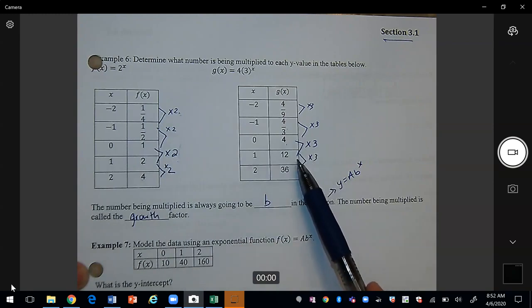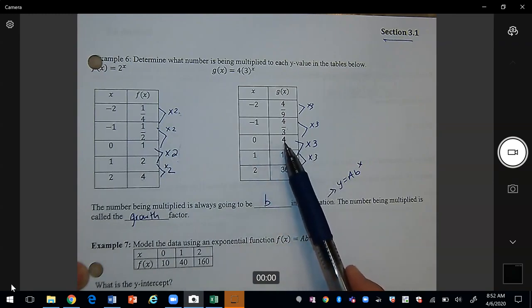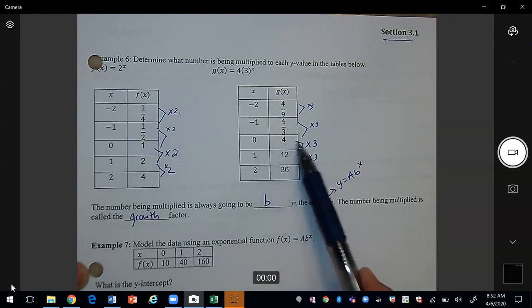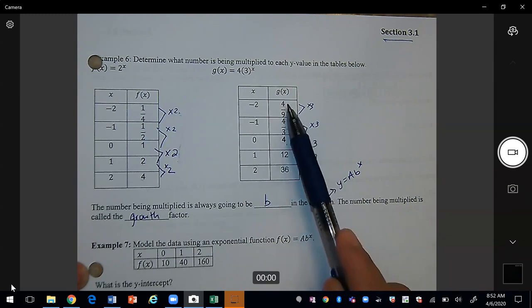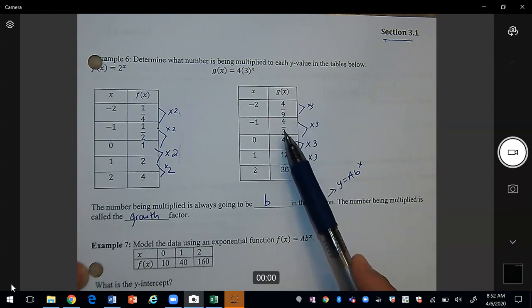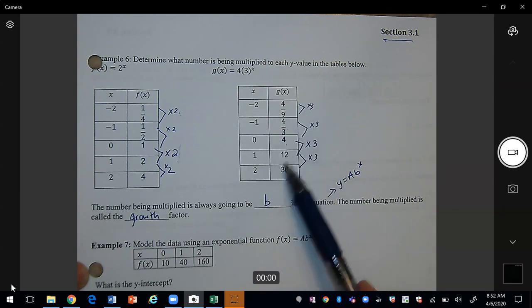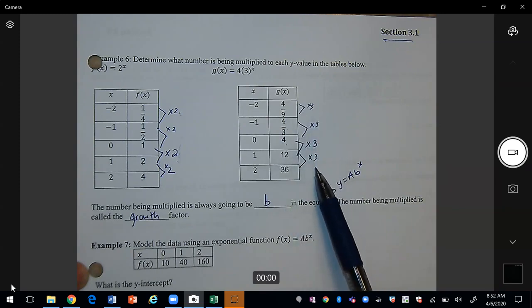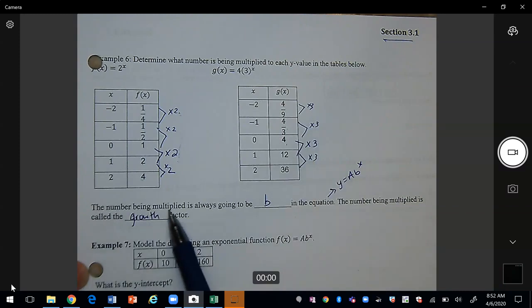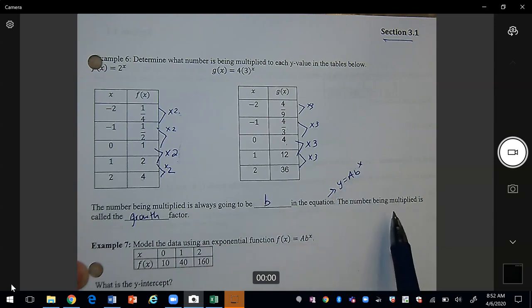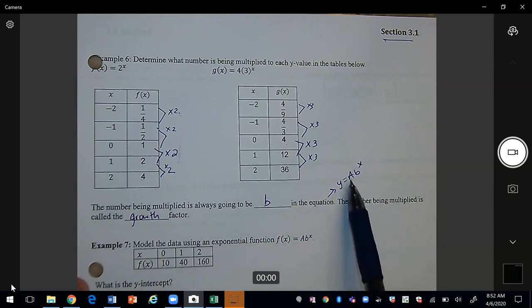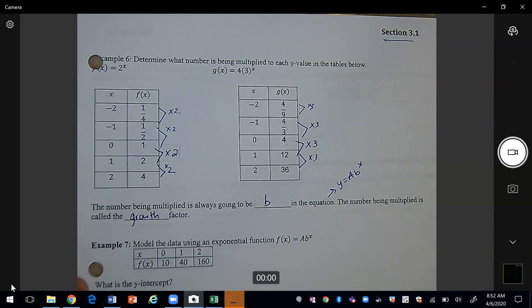And in this table, from 4 to 12, I would have to multiply 4 times 3 is 12. 12 times 3 is 36. 4/3 times 3 is 4. 4/9 times 3 is 4/3. And again, the y values here are being multiplied by the same number, 3. The number that's being multiplied is always going to be the variable b in the equation y equals ab to the power of x. And this number b is what we call the growth factor.